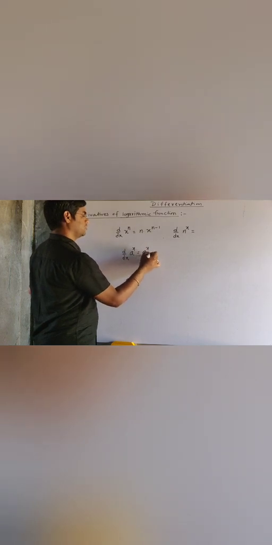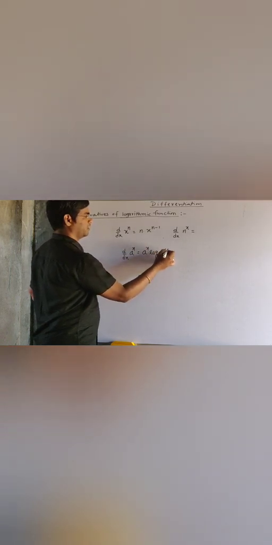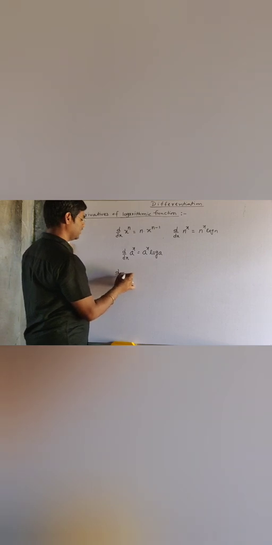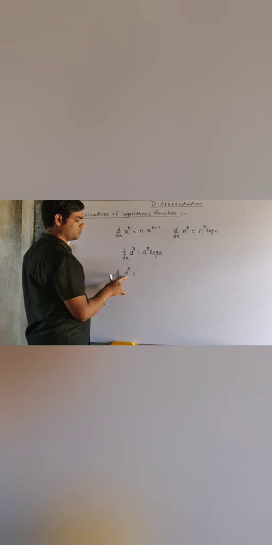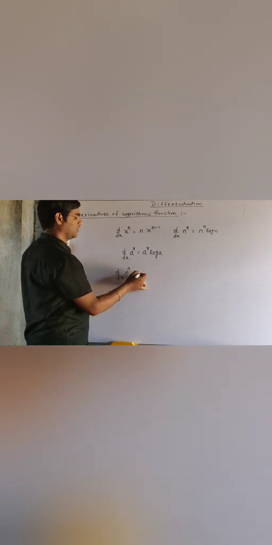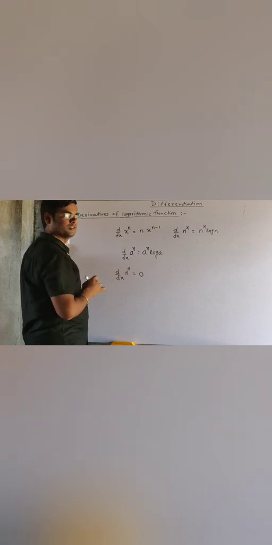What is the derivative of a raised to x? Here a is any constant, and n is also a constant. The derivative of a raised to x is a raised to x into log a, and n raised to x is n raised to x into log n. But if we have n raised to n or a raised to a, that is constant raised to constant, which is a constant, and the derivative of a constant is 0.